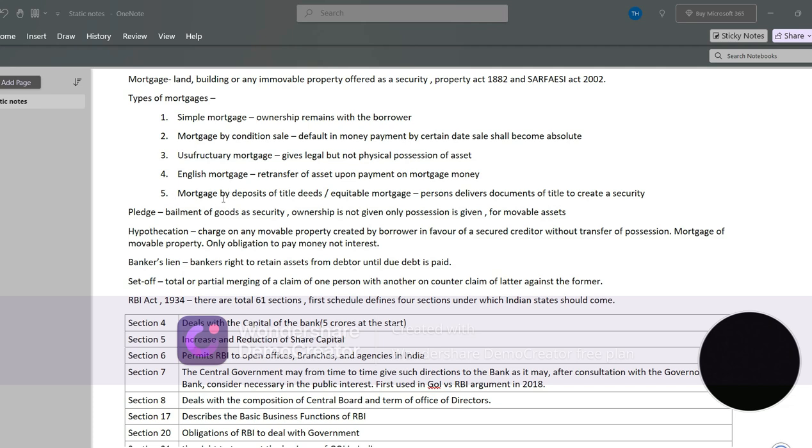Fifth is mortgage by deposit of title deeds or equitable mortgage. In this, a person delivers the documents of title to create a security.